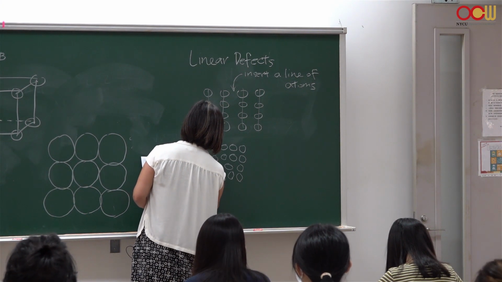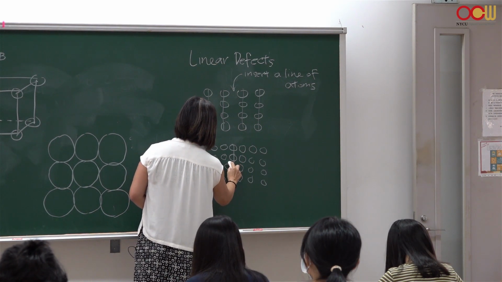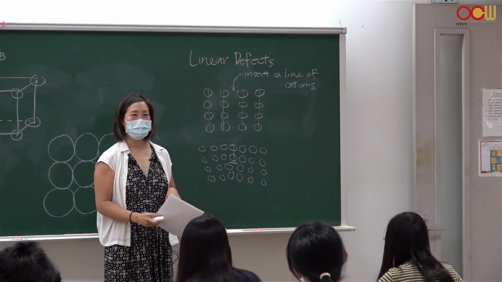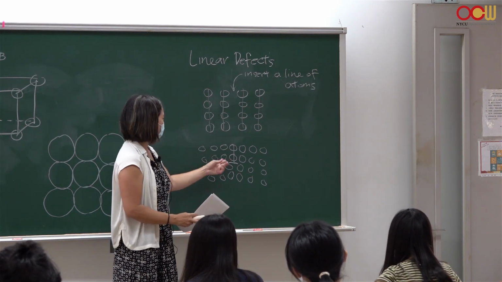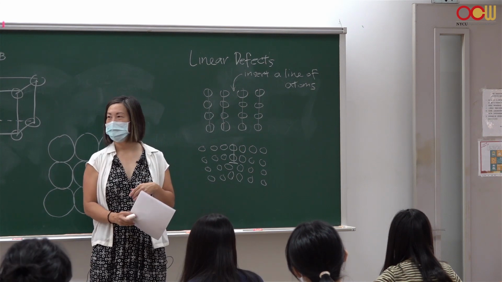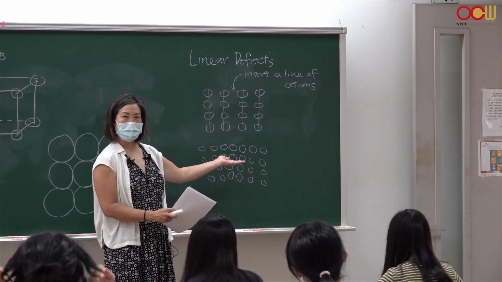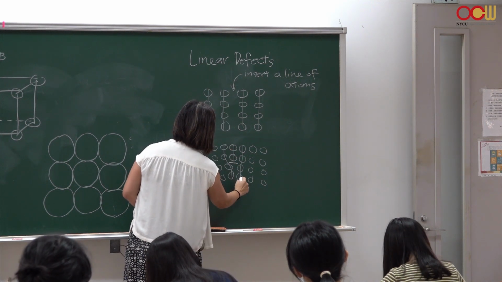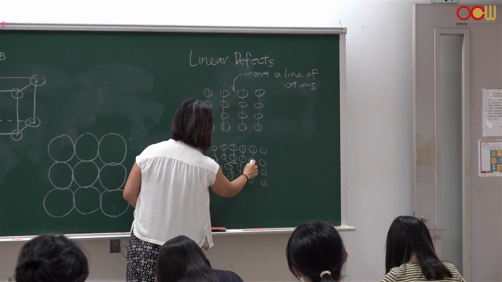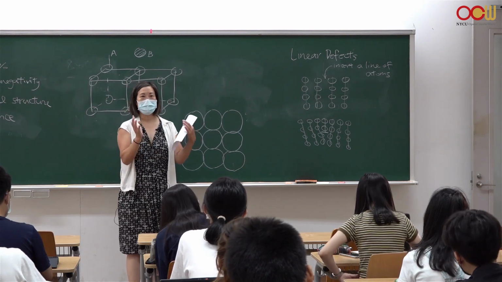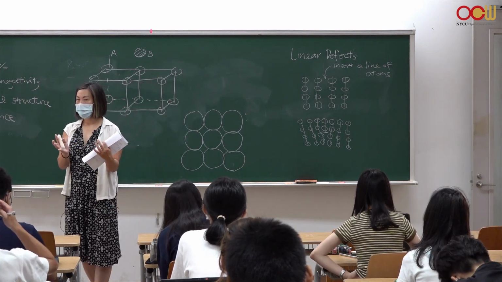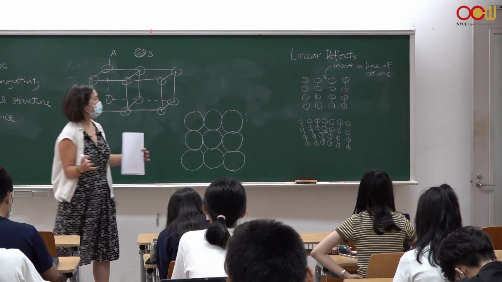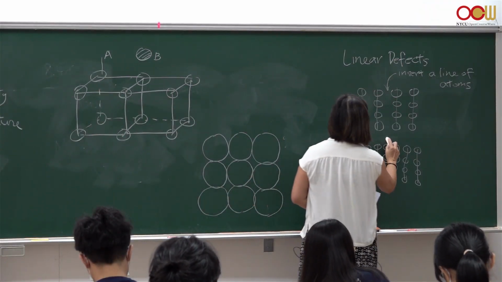I indicate that I have an extra row of atoms here with this line, and then a little line below it to indicate that's where it ends. This extra row, and then the atoms around it are distorted. It's most distorted right around the dislocation, and it becomes less and less distorted as you go further away from the linear defect. This linear defect is called a dislocation.